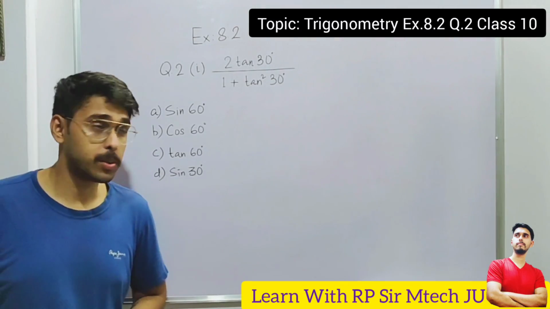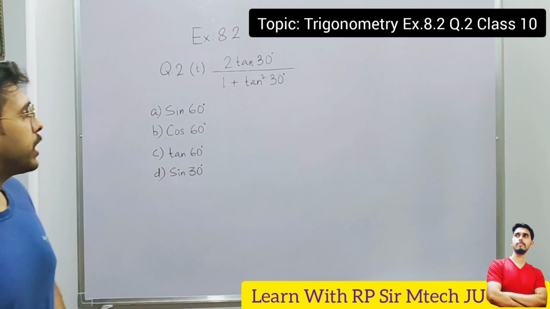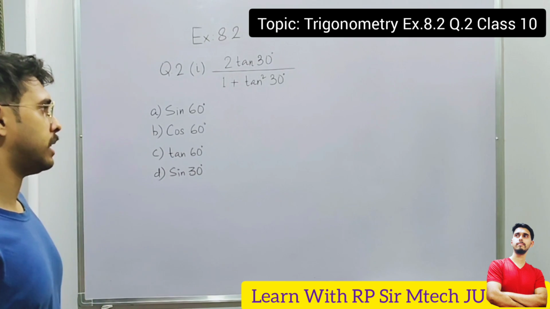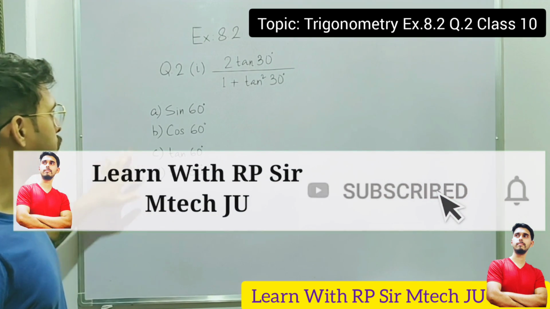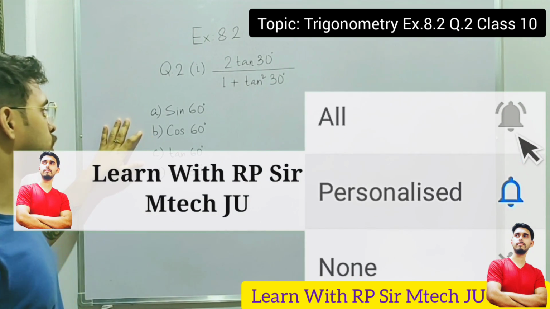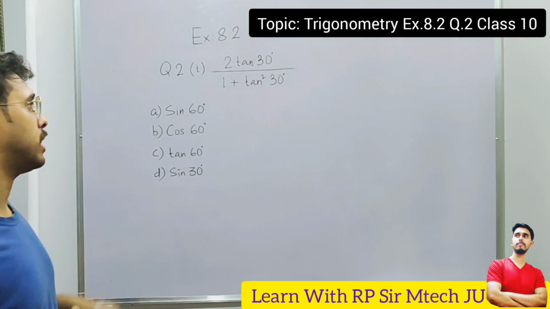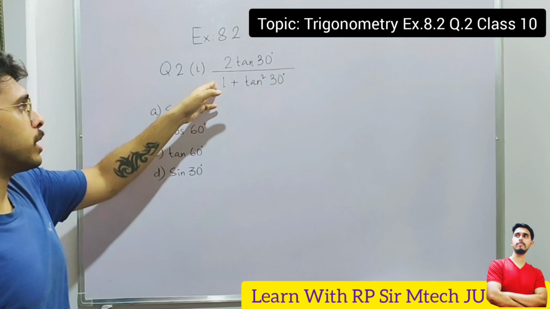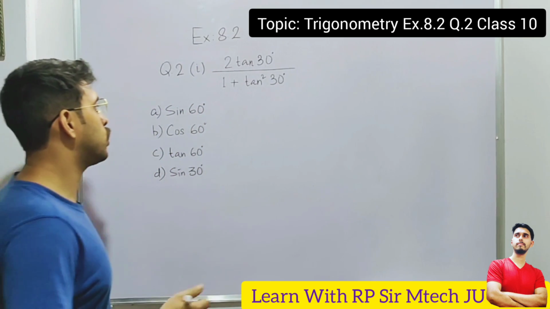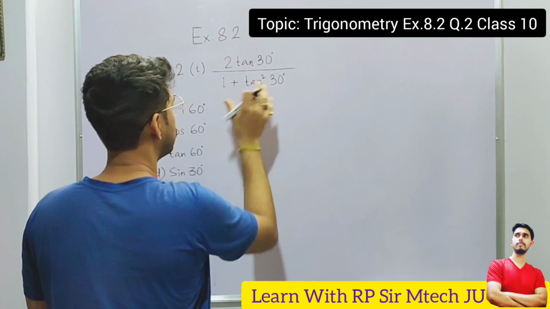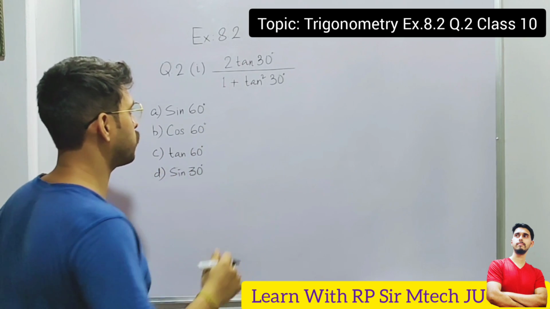So this is the first question. 2 tan 30 degree divided by 1 plus tan square 30 degree, and this is an MCQ, so you have got 4 options. The first option is sin 60, second is cos 60, third is tan 60, fourth is sin 30. So first of all, let us evaluate this particular expression and see which one of the following options is correct. We need to just break down the different values and then we can evaluate this one.